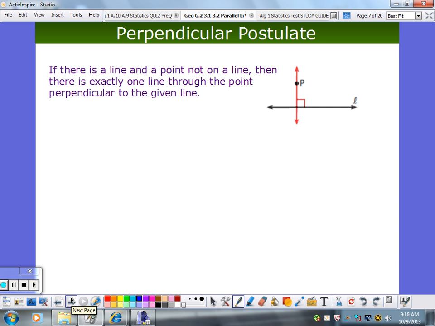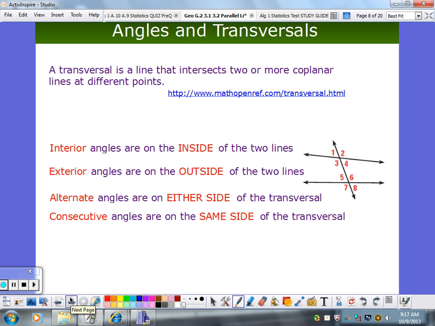Let's see if this makes sense. If there is a line and a point not on the line, then there's exactly one line through the point perpendicular. That makes sense, right? Because think, there's an infinite number of lines that can go through P, but they're going to curve. They're not going to be at exactly 90 degrees except for that one line that works. Excellent. Okay. So we're just going to keep those little rules in mind as we start talking about transversals.